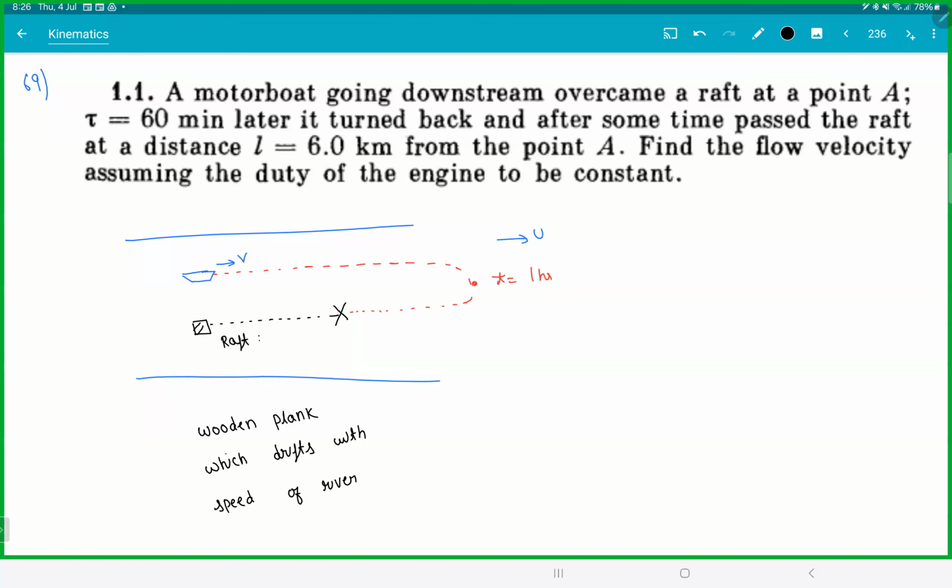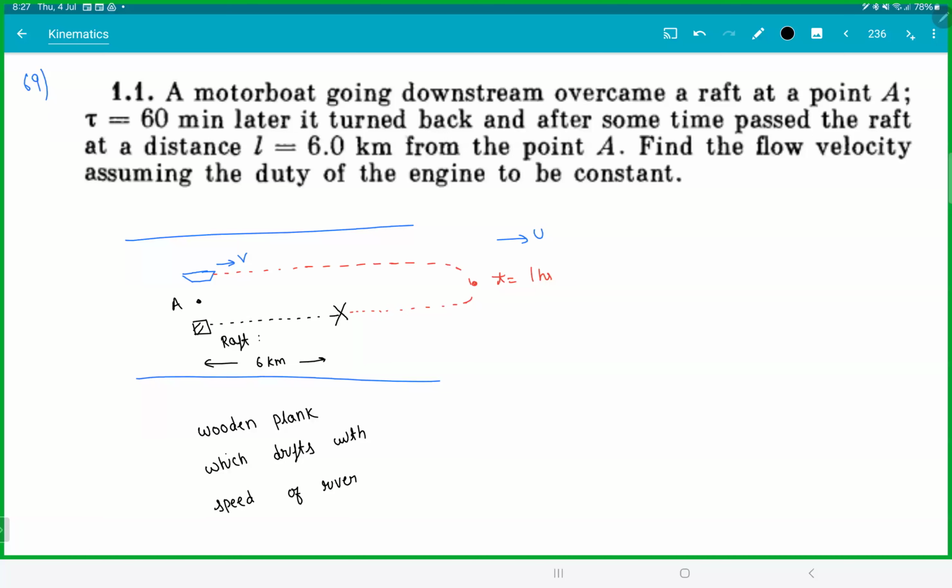The raft is continuously drifting. You took your boat, you went down, you took a turn, and you came back. And he's saying you met the raft at a distance of 6 kilometers. This was the information given. So you went down the river for 1 hour, then you came back, and then you met the raft 6 kilometers from the initial position. This position was A. I hope the data is clear, everyone.